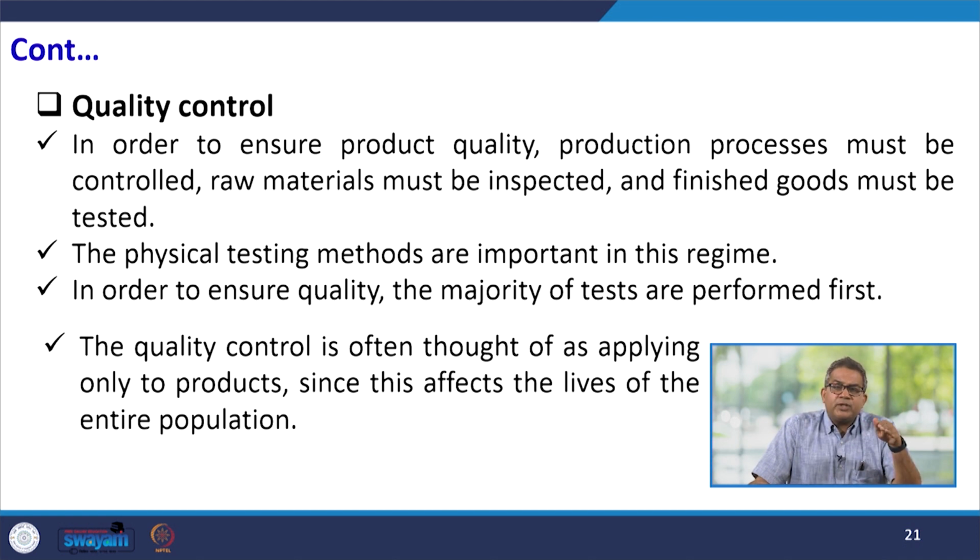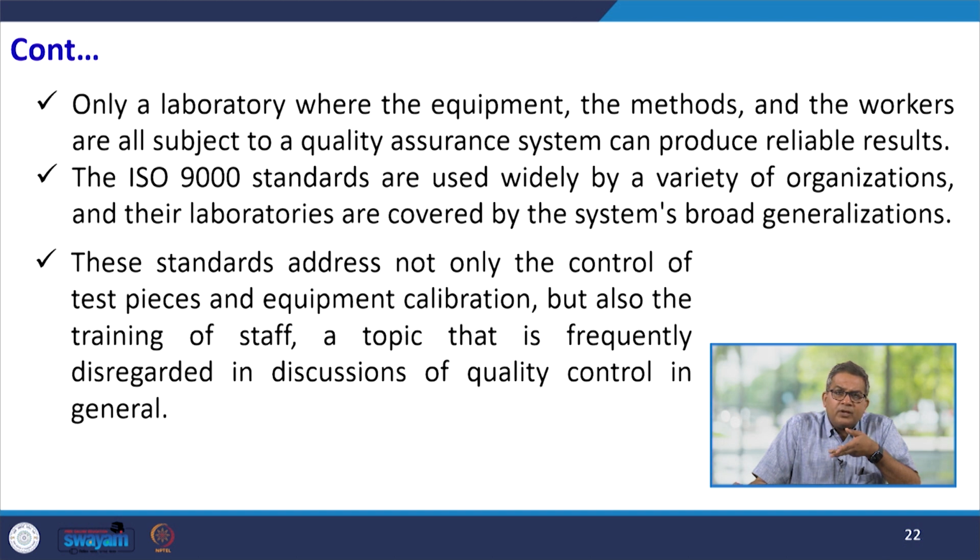The quality control is often thought as applying only to product, since this affects the lives of the entire population. Only a laboratory where the equipment, the methods, and the workers are all subjected to the quality assurance system can produce the reliable result. For example, the ISO 9000 standards are used widely by a variety of organizations, and their laboratories are covered by the system's broad generalization.